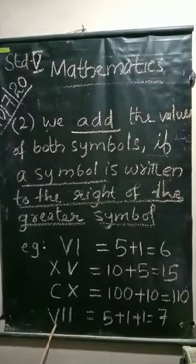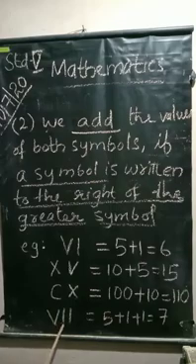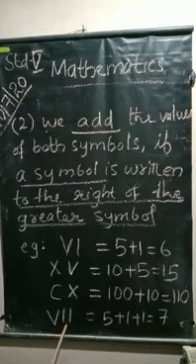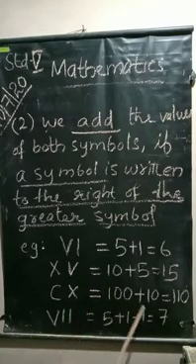Here V. On its right, two values are given. Two I's. V means 5. I means 1. Again I means 1. 5 plus 1 plus 1. That is 6, 7. This means 7.